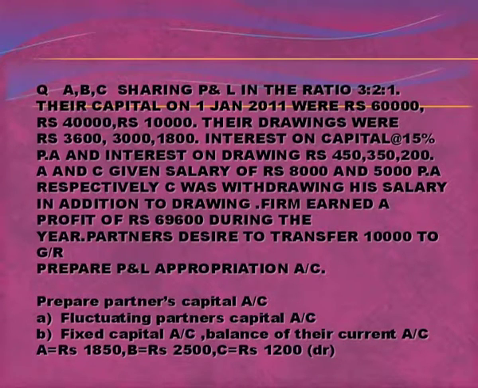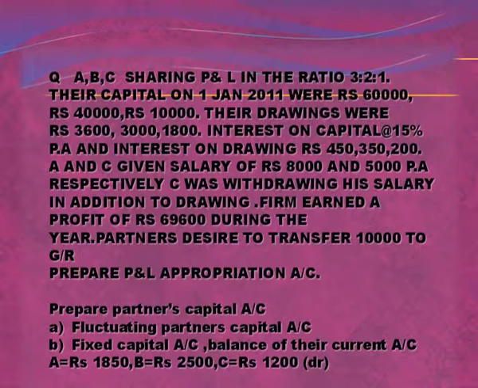You can see there are three partners, A, B, C sharing profit and losses in the ratio of 3:1. Their capital on 1st January 2011 were rupees 60,000, 40,000 and 10,000. Their drawings were 3,600, 3,000 and 1,800. Interest on capital at the rate of 15%. Interest on drawing is given, that is 450 for A, 350 for B and 200 for C. B and C are also given a salary of 8,000 and 5,000 per annum respectively. C was withdrawing his salary in addition to drawing. That means when we will calculate drawing, then we assume that C will also withdraw his salary.